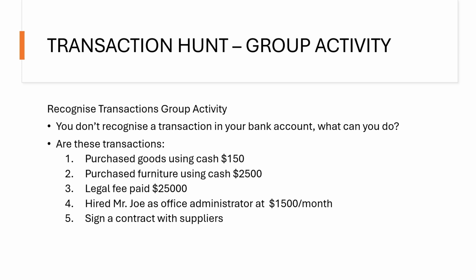This slide shows a transaction hand group activity that can be done in class with a pair of students or a small group. So the question is, first, if you don't recognize a transaction in your bank account, what can you do? Students can imagine if they have a bank account set up and they notice some unrecognizable transactions, this can happen quite easily. And what step can they take to reconcile this and where should they be reporting to?